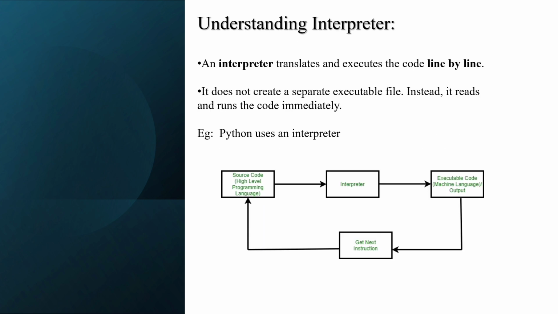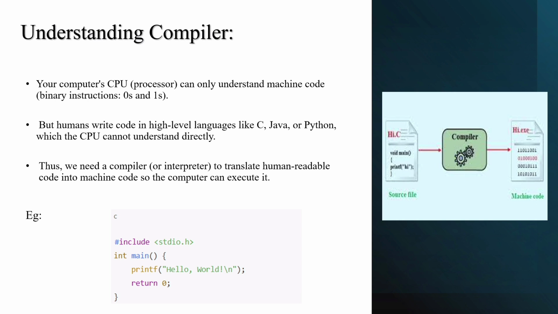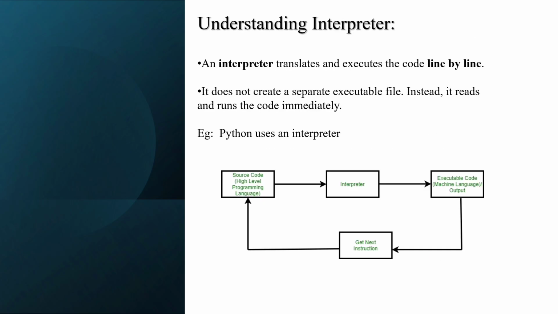And now we will understand about the interpreter. If you saw my slides very clearly, you would see here in this third point that a compiler or interpreter is used to translate human readable code into machine code. Then what's the difference between them? An interpreter, unlike a compiler, translates and executes the code line by line instead of the entire code at once. That's why it does not need a separate .exe file. And one of the highly used languages that uses an interpreter is Python.